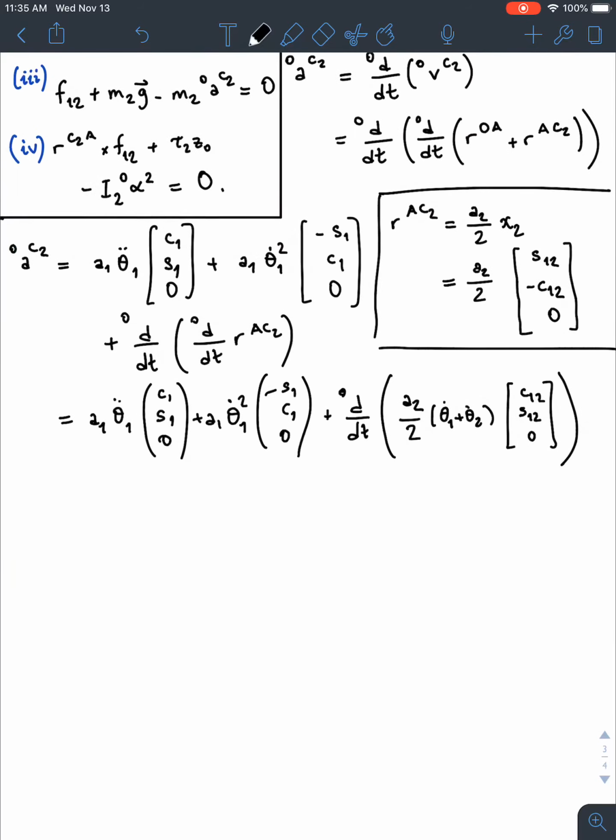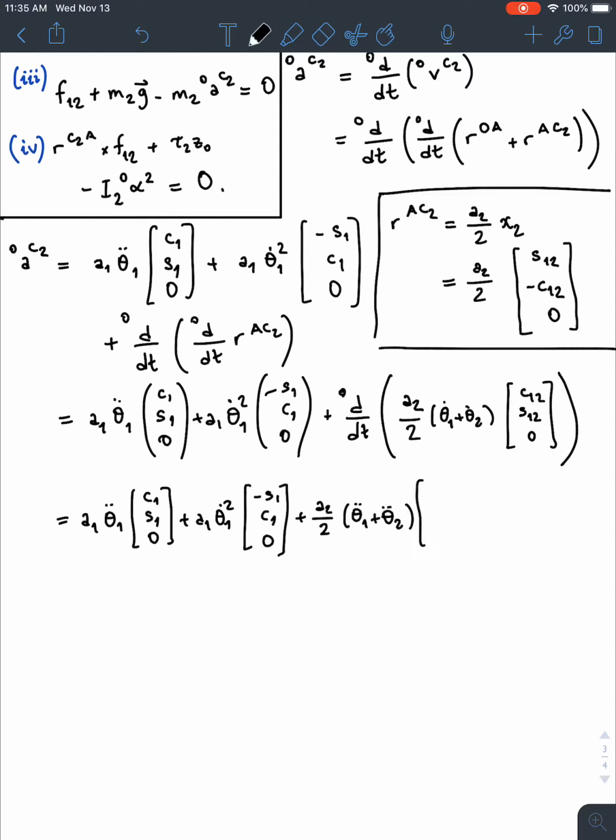And finally, I need to take another derivative of that expression. So this is going to be a1 theta 1 double dot cosine 1 sine 1 0 plus a1 theta 1 dot squared minus sine 1 cosine 1 0 plus a2 over 2 theta 1 double dot plus theta 2 double dot, cosine 1 2 sine 1 2 0, plus a2 over 2 theta 1 dot plus theta 2 dot squared times minus sine 1 2, cosine 1 2 and 0. That's what we get.